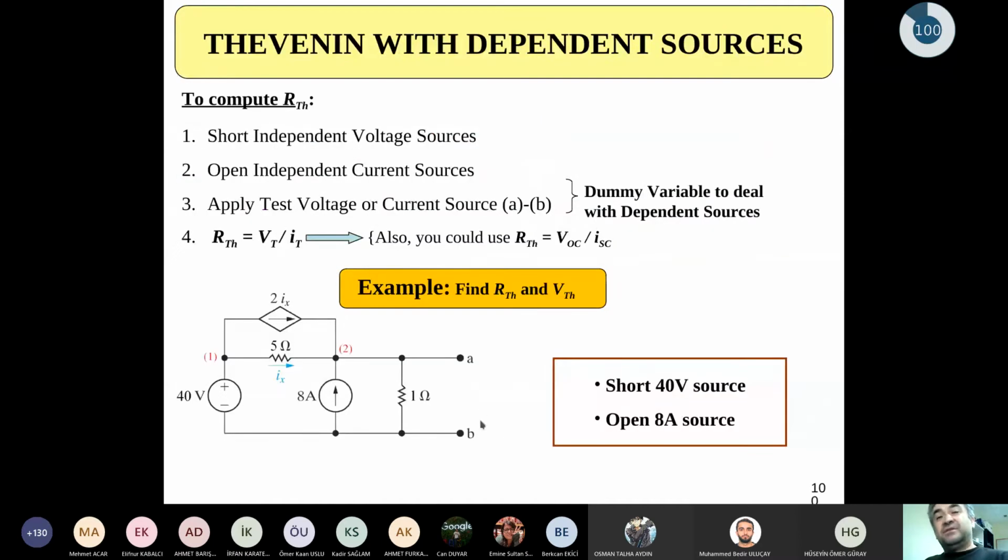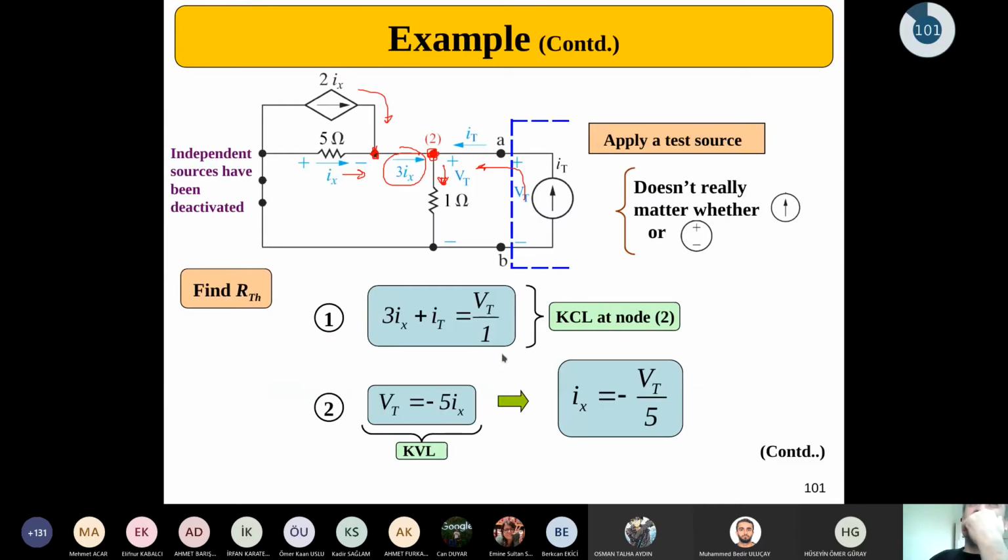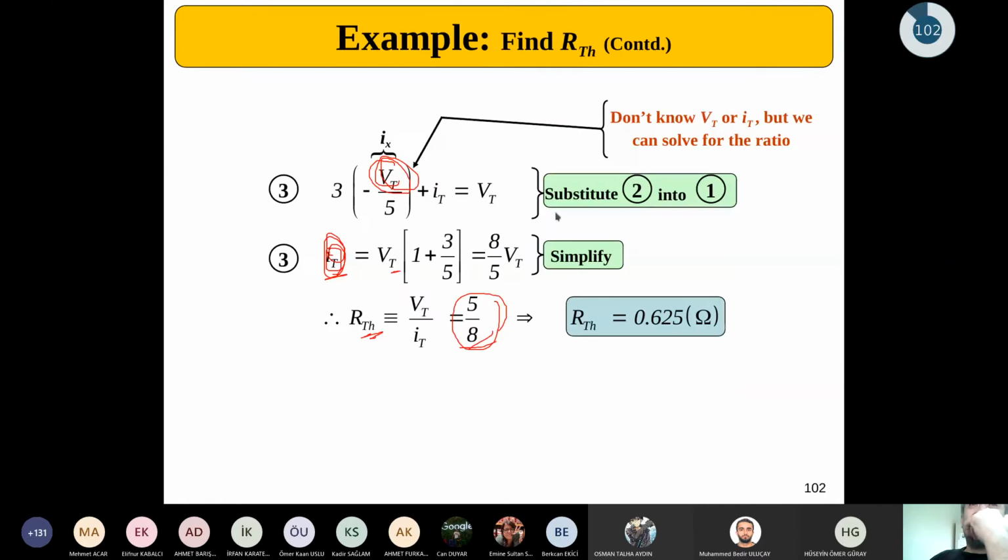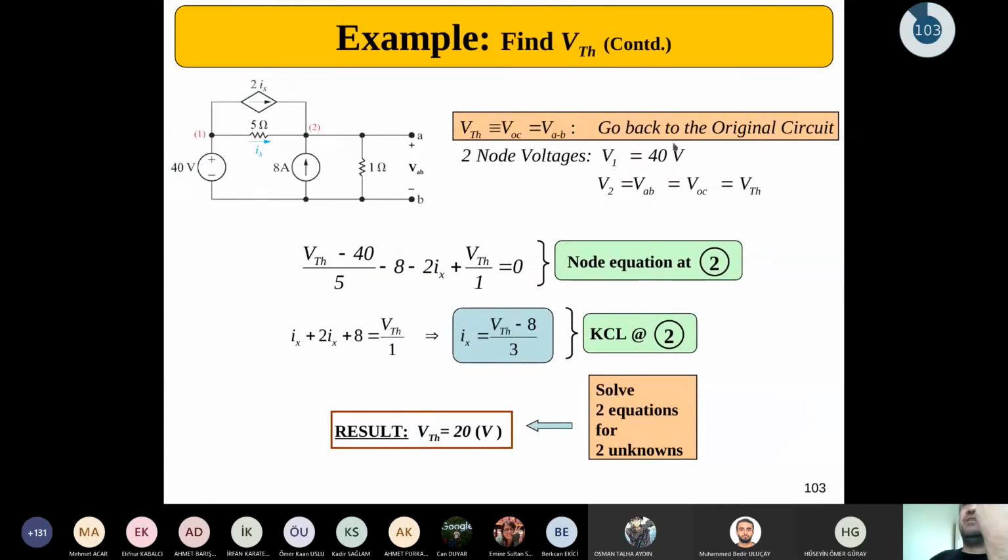Just find the RTH value by disabling the voltage source and, instead of the current source, put an open circuit in there. That will work, but don't do anything with the dependent source now. For that, just apply a dummy current or voltage source, whichever is suitable for you, to calculate the value of RTH. The rest is exactly the same as we did before.